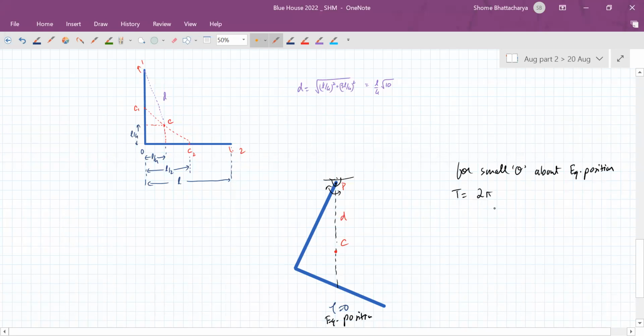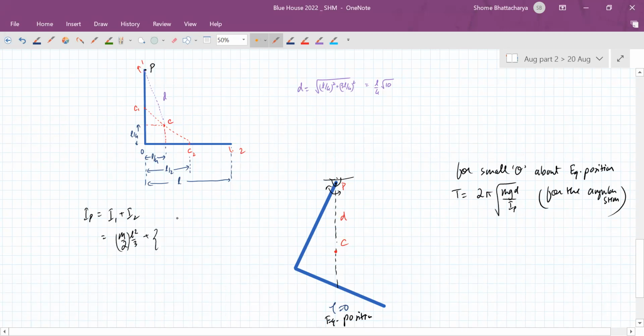Time period will be 2 pi under root this, for the angular harmonic motion. Okay. So now moment of inertia about the point P, how can we write that? Moment of inertia about the point P is the moment of inertia of the first half rod plus the moment of inertia of the second rod. The first half rod is very simple. It is mass into L square by 3.